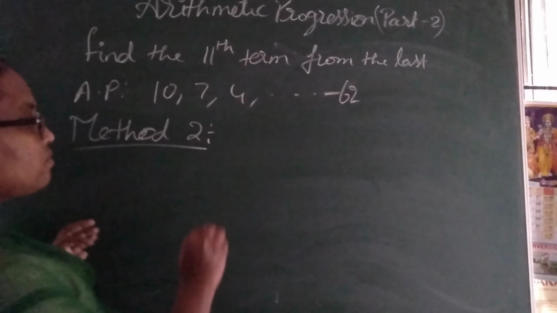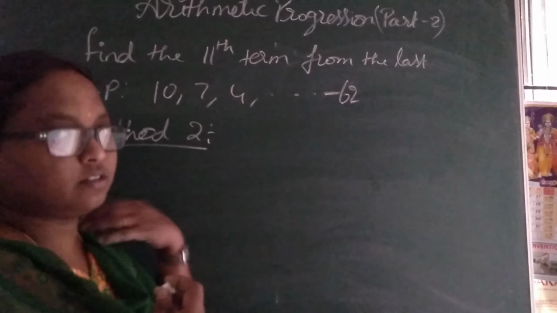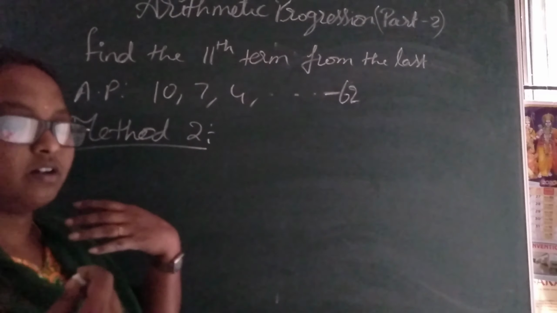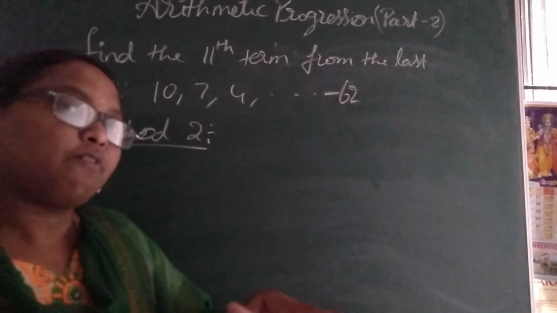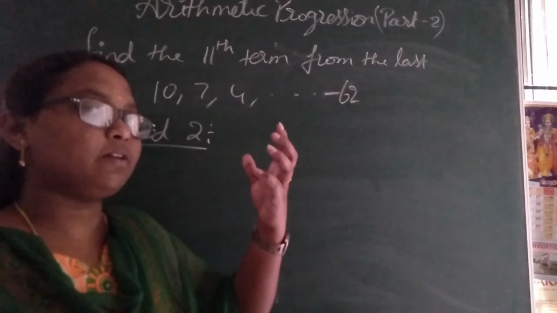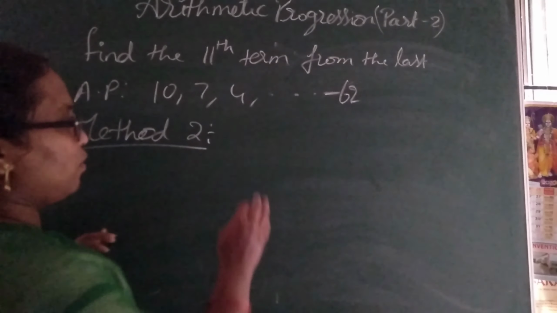So for that, I'm going to write the AP in reverse, from the back side. Like last class also we have discussed, no? From 1 to 100, when you are telling 1, 2, 3, 4, 5. If I want to tell it in reverse, 100 will be the first number, 99 will be the second number, right? In the same way I'm going to write.